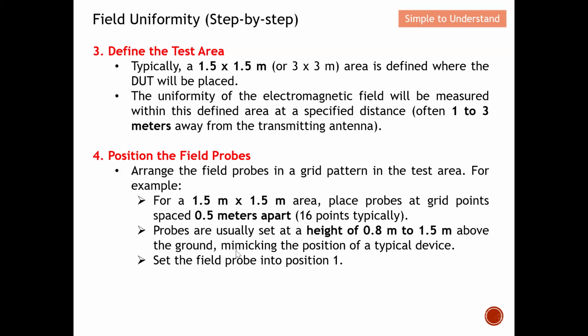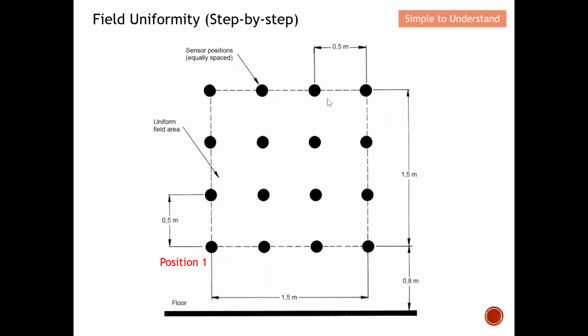Next we are going to set the field probe into position 1. What does this mean? This is a 4 by 4 grid, altogether 16 points. Let's say I denote this as position 1, and I can also denote the others as position 2, 3, 4, etc. This is not important. What you need to know is the position where you put your field probe. If you still remember, we have a non-conductive table with a height of 0.8 meter, so we cannot do this at ground level. We need to do this at a height of 0.8 meter, which is where the table is, where you put your DUT.